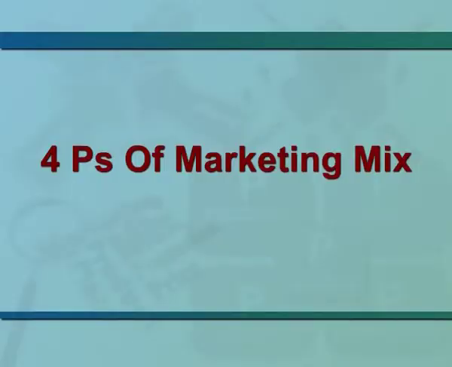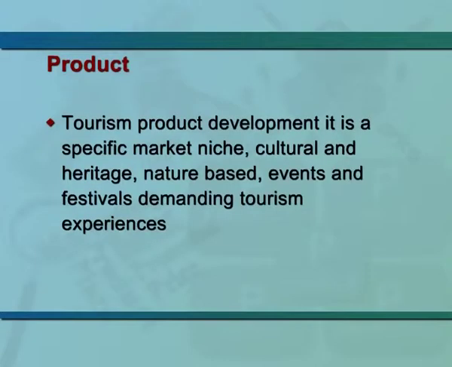In short, the 4 P's of marketing mix play a key role in deciding the tourism marketing mix, narrated here. The first one is product. Product marketing should be based on a sustainable planning process. Tourism product development covers a specific market, niche market, cultural and heritage, nature-based, events and festivals, demanding tourism experiences.